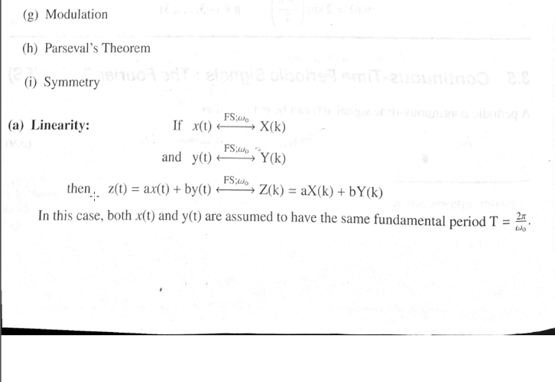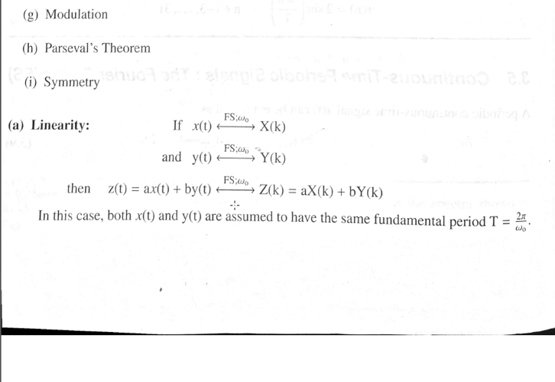If x of k and y of k are the Fourier representations of x of t and y of t, then let's say z of t is the weighted sum of x of t and y of t signals. Then the Fourier representation of this weighted signal is equal to a into the Fourier representation of the x signal plus b into the Fourier representation of the y signal. So let's prove this. This x of t and y of t have fundamental period T equal to 2 pi by omega naught. Omega naught is equal to 2 pi by T, or T is equal to 2 pi by omega naught.